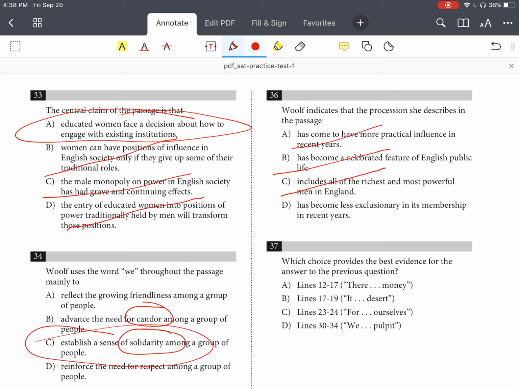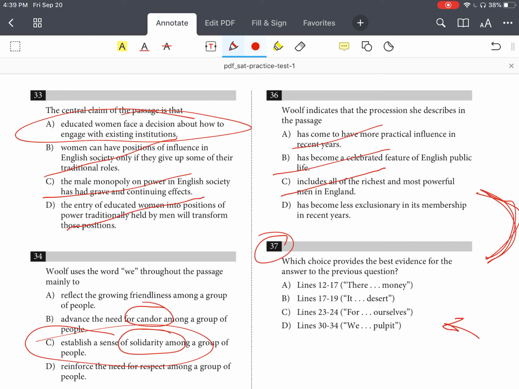I mean, it looks like D is correct because we've crossed out the other three, but the benefit to this question is that we have 37 here that allows us to confirm if 36 is correct. So I tell the students that if they get one of these paired questions, they should actually be thankful because they know that the answer to 36 has to come from one of these four sets of lines.